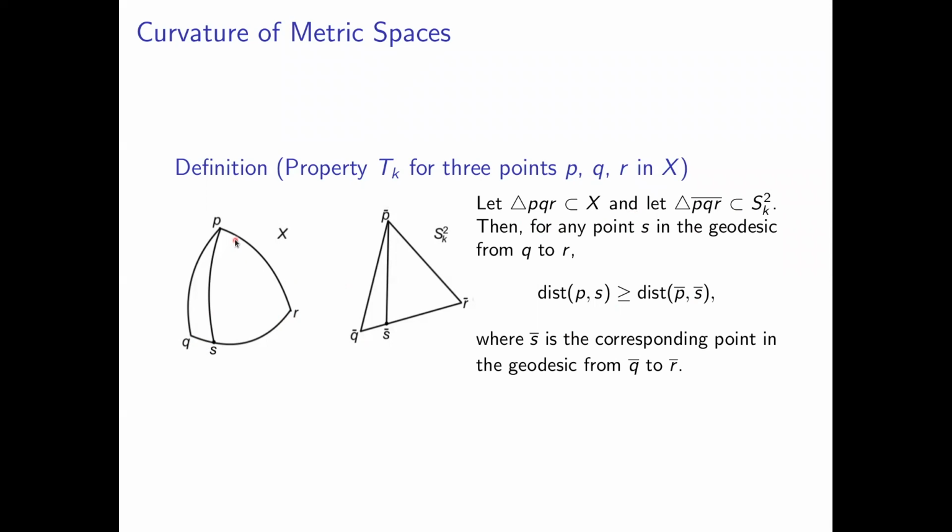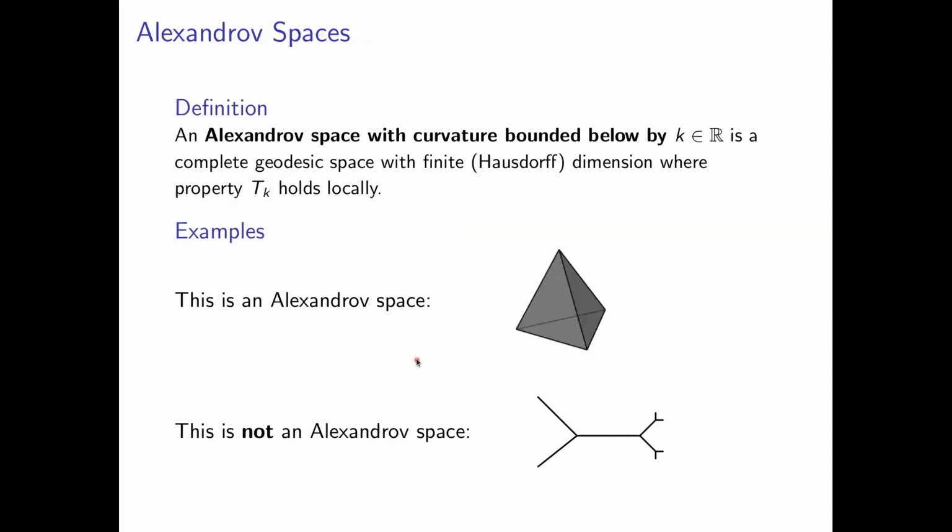So you can keep this picture in mind, right? This says that this space is at least as curved as this space. And now, an Alexandrov space with curvature bounded below is a complete geodesic space with finite Hausdorff dimension, where this property Tk holds locally.